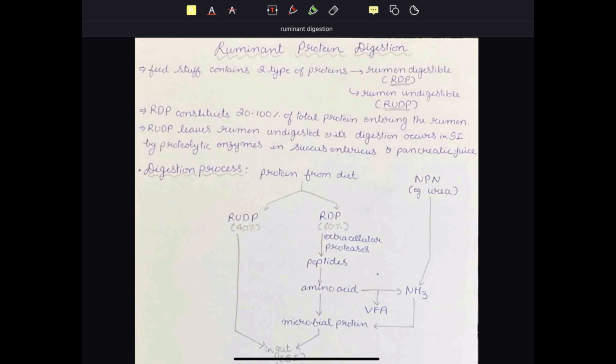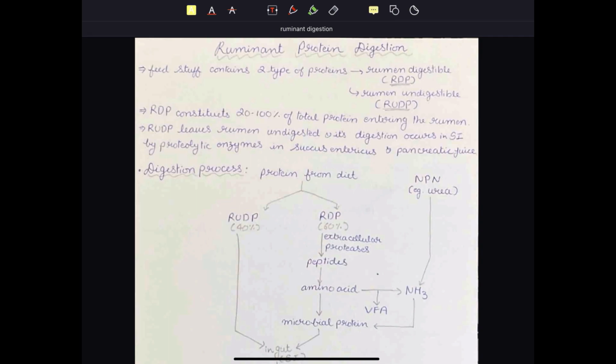Okay, so rumen digestible protein is that component which is digested by the rumen microbes. While the rumen undigestible protein part is not digested by the microbes, and it will leave the rumen undigested, and the digestion process will occur in the small intestine by proteolytic enzymes which are present in the succus entericus and pancreatic juice.